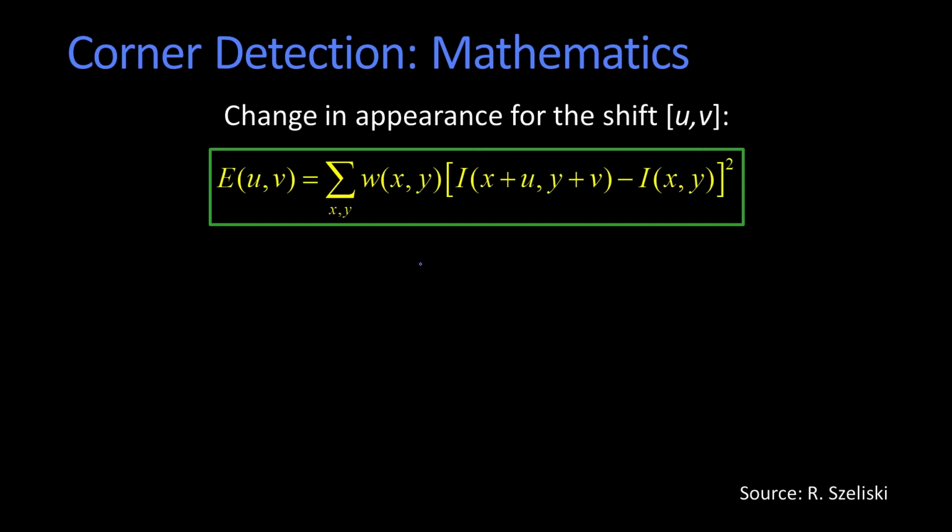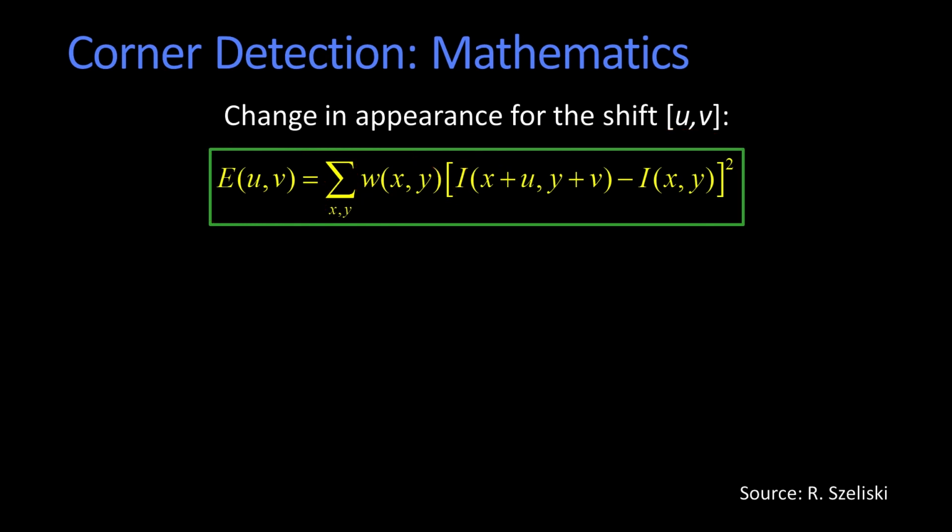Let's assume that we've got an image I, and I is the intensity image. And what we're going to do is we're going to say, if I shift that I by a little bit, by a U and a V, and I were to sum up the square over some window, how much error would I get? Okay, that's the game we're going to play.